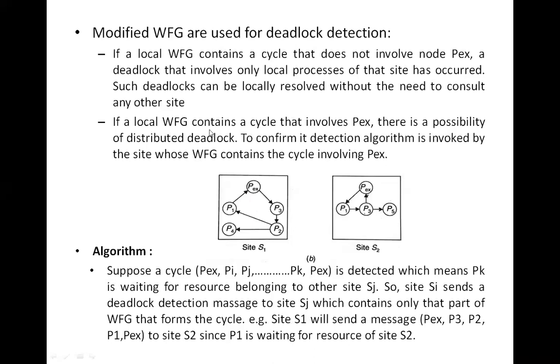I have given an example, and with this example I'm trying to explain this. Suppose site S1 will send the message because it has detected a cycle, and that cycle is PEX, P3, P2, P1, and PEX. So it will send a message PEX, P3, P2, P1, and PEX to the site S2, since P1 is waiting for the resource at the site S2. That is why it will be sending the message in the form of these 5 entities, the cycle which is being framed along with PEX, P3, P2, P1, and PEX.